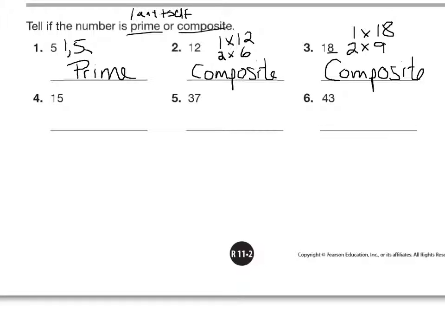Number 4 is 15. 15, you have 1 times 15. 15 isn't an even number, so you know it's not divisible by 2, but it is divisible by 3 because 3 times 5 is 15. Don't have to go any further than that because now you know that it is composite. Composite.